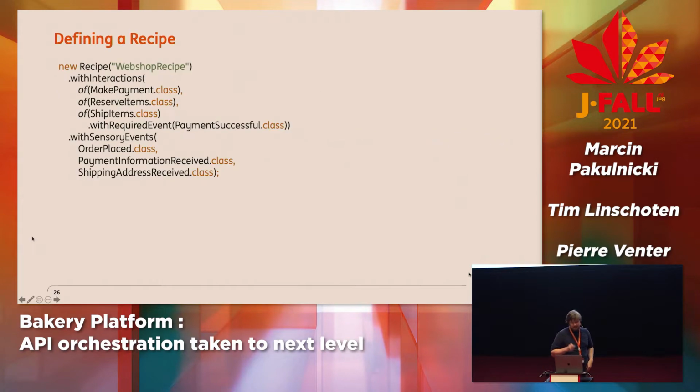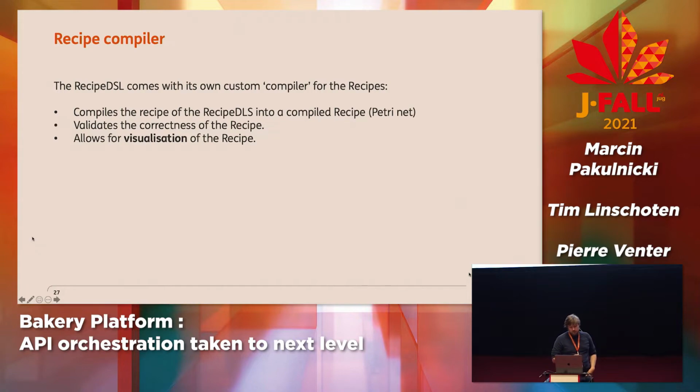So let's go to the code. So this is the recipe we defined for this web shop. We have a make payment, reserve items, and ship items. And the ship items has one requirement, that the payment needs to be successful. So it reads pretty straightforward. So we have the web shop recipe with the following interactions and with the following sensory events. So there are also 3 sensory events. Pretty straightforward.